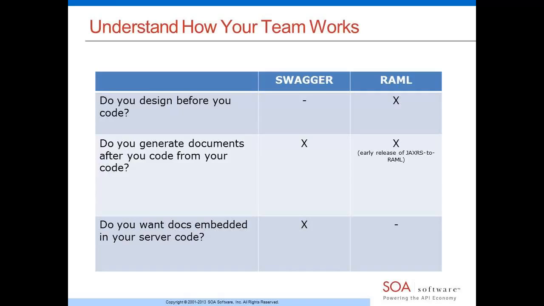The next mark is, do you generate documents after you code from your code? Okay, both Swagger and RAML can do this, right? RAML can take a RESTful web service and produce RAML out of it. Both of them will basically just use the RESTful web service annotation and pull that out. Swagger has its own annotations that you can embed in the code and put even more documentation into your code so that you can generate the human readable documentation later.